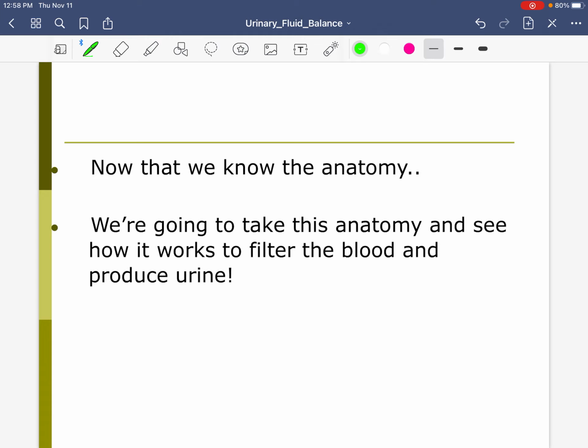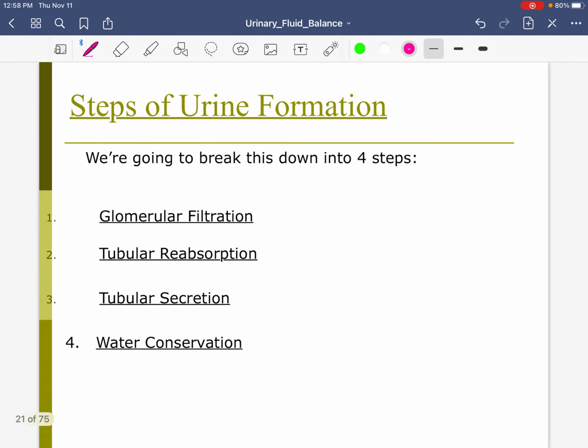All right, so now that we know the basic anatomy, there's so much more I could be talking about, but really I just want to give you the basic anatomy. Well, now we can start talking about function. How do these structures work together to filter the blood and then produce urine?